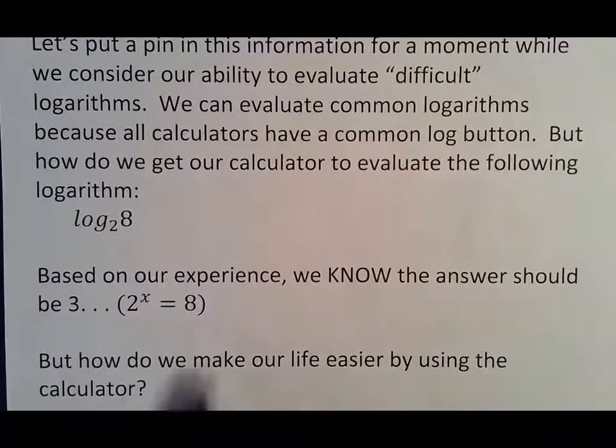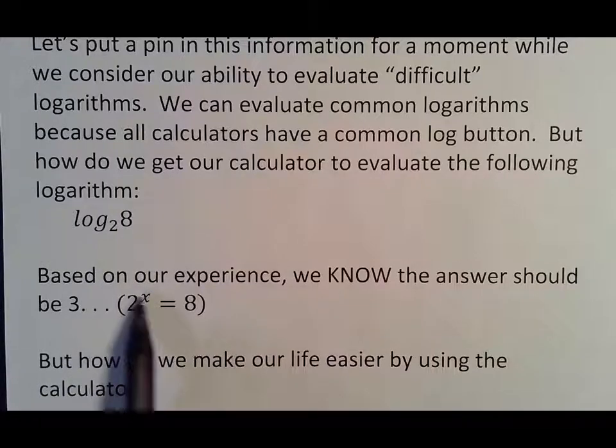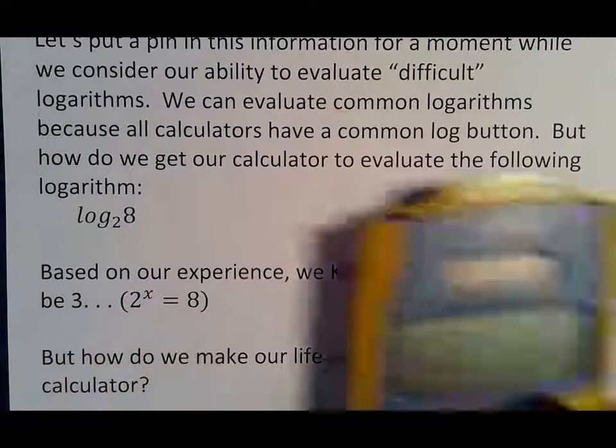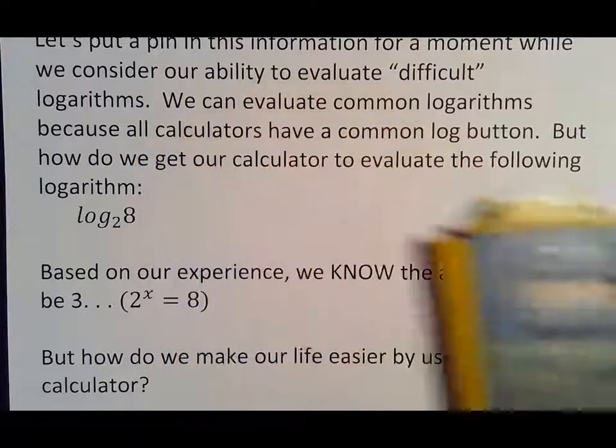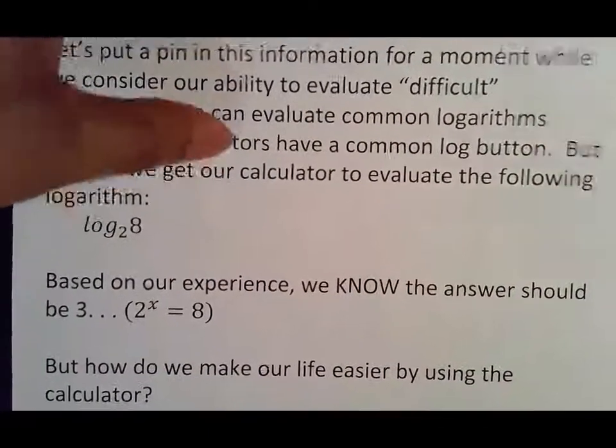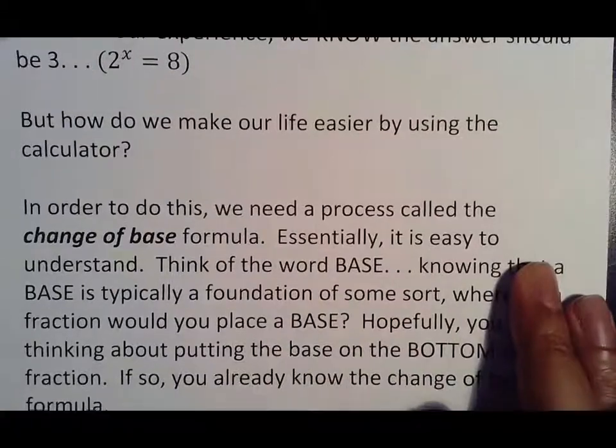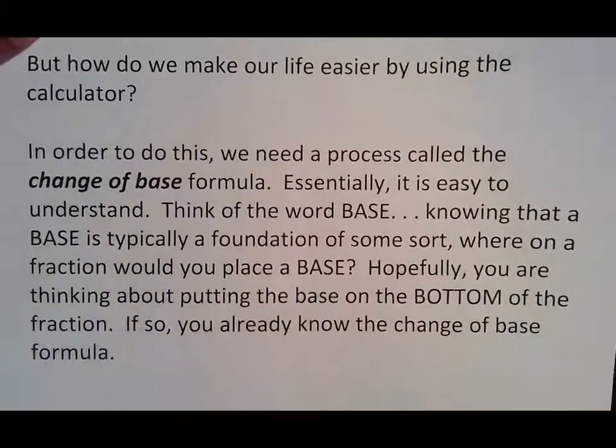Based on our experience, we know that it should be 3, because it should be 2 to the x equals 8, and therefore x equals 3. But our calculator doesn't give us the answer of 3. It gives us 0 point something something something. So in order to do this, we need a process called the change of base formula.